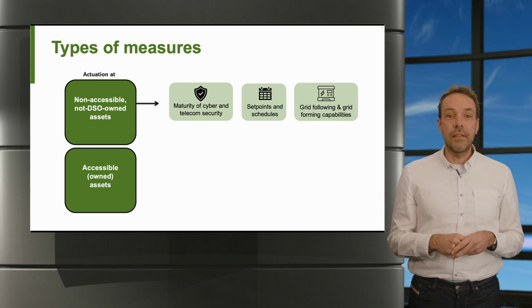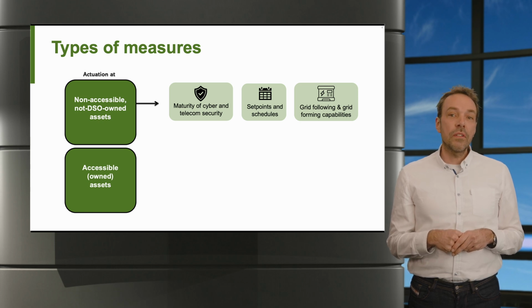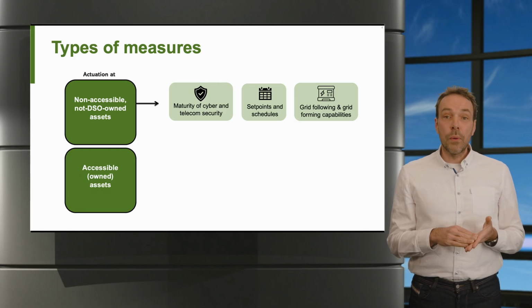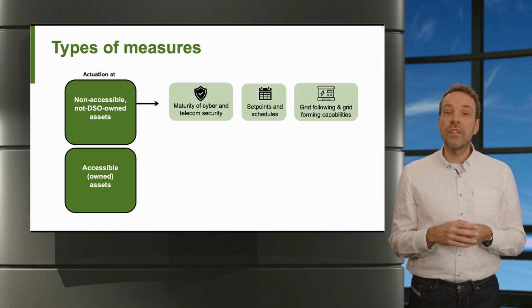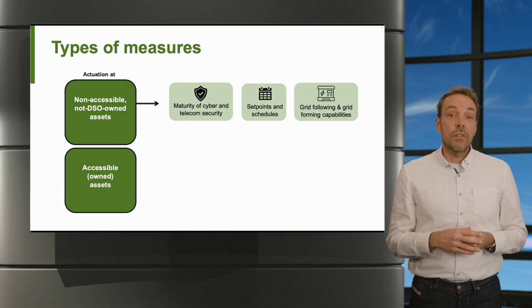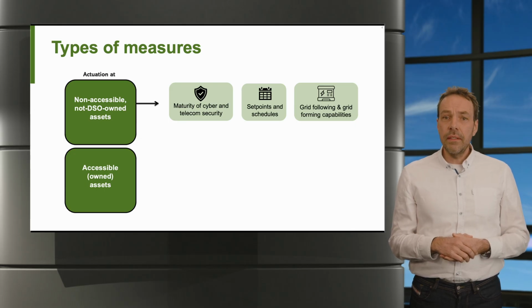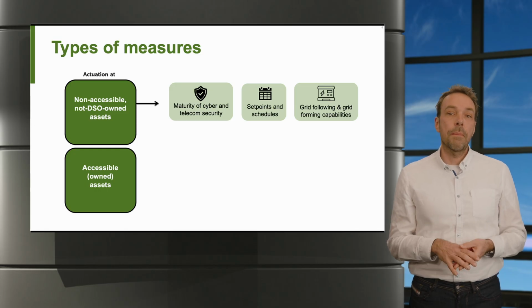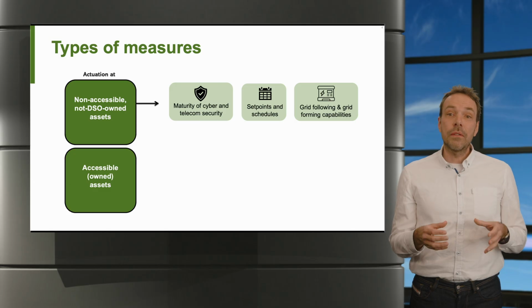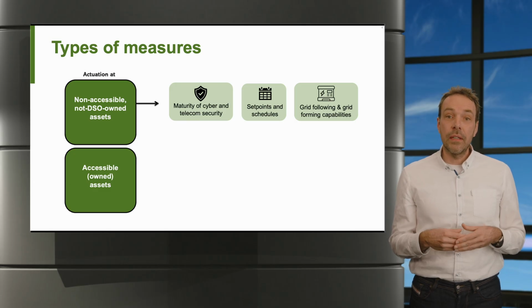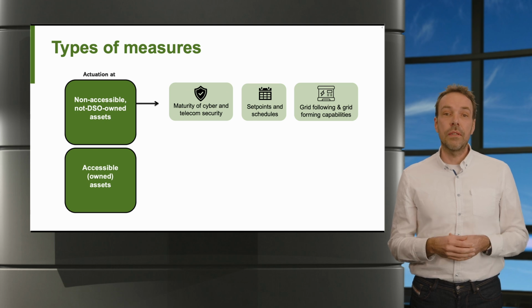Then, grid following and grid forming capabilities. All controllable units should adapt their behavior, follow the grid voltage, but also actively support the grid during disturbances, for example by continuing to supply short-circuit current or stabilizing voltage. These are examples of clear requirements for generators and controllable units. And since we don't own these assets, we depend on the rules and the specifications to make sure that their behavior supports system resilience.